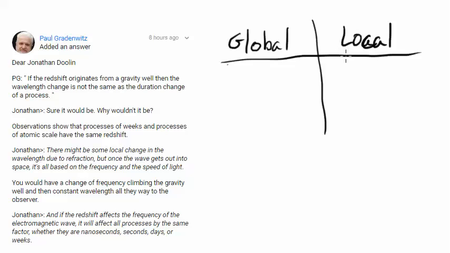So in my ongoing discussion with Paul Gradenwitz, I want to make a description of something of a global nature and a local nature. I was saying if we have a process coming from inside a gravity well, let's give a graphical description of this.